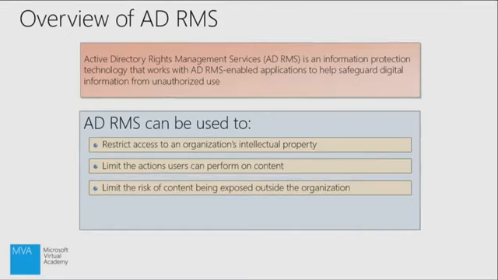Overview of AD RMS. Information protection technology that works with AD RMS enabled applications to help safeguard digital information from unauthorized use. Really, to sum this up, what it does is it allows us to author content, define how that content can be used, and then share that content out with the world.